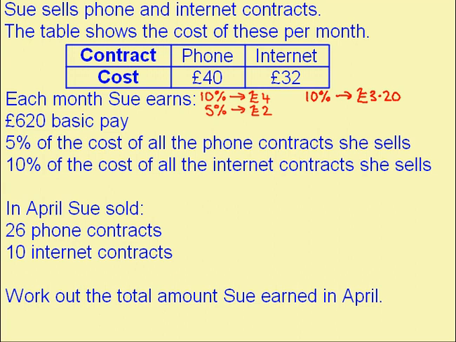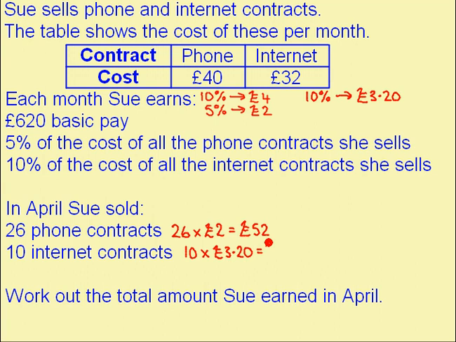In April, she sold 26 phone contracts. Remember, for each phone contract she sells, she earns £2. So for 26 phone contracts, she's going to earn 26 times £2, and that's £52. She also sold 10 internet contracts. Remember, for each internet contract, she earns £3.20. So she's going to earn 10 times £3.20.